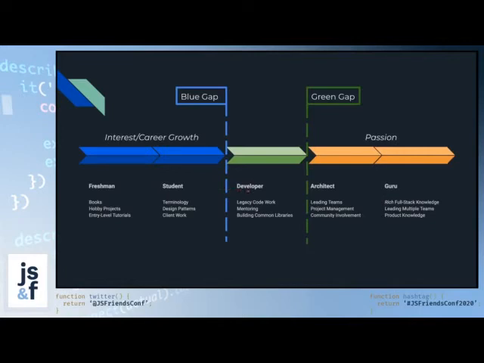Many times the struggle with junior devs isn't that they don't want to become a mid-level developer, but they don't even necessarily know what they don't know, and they have a hard time identifying what's more important. Should they be learning design patterns? Should they be learning new frameworks? Should they be learning a different language? And on the other side here, we get to the green gap, which is going from developer to an architect.